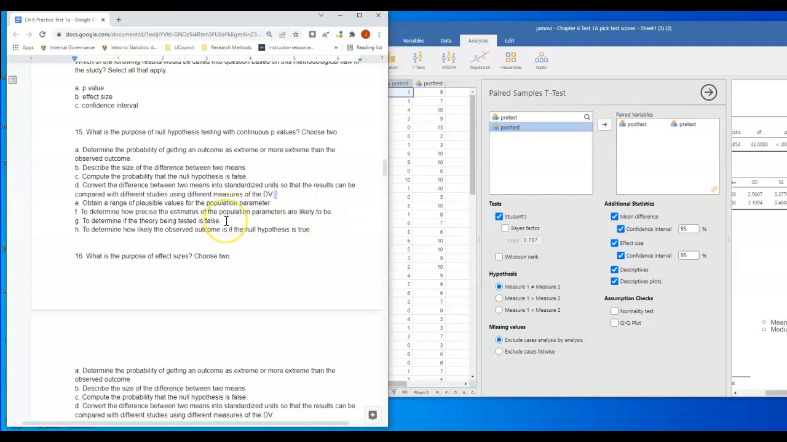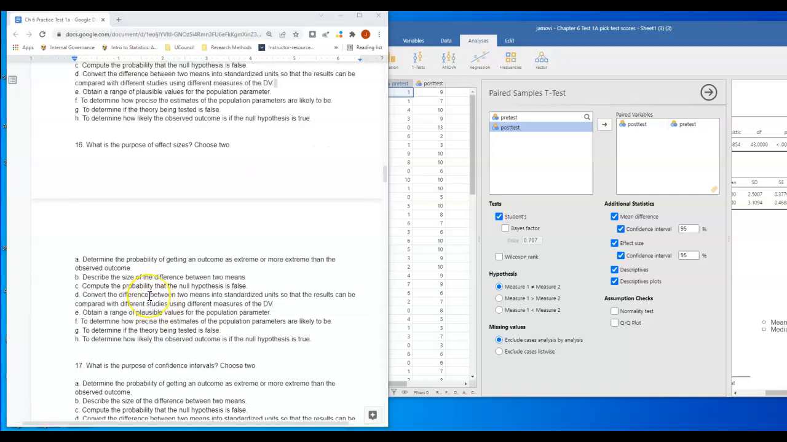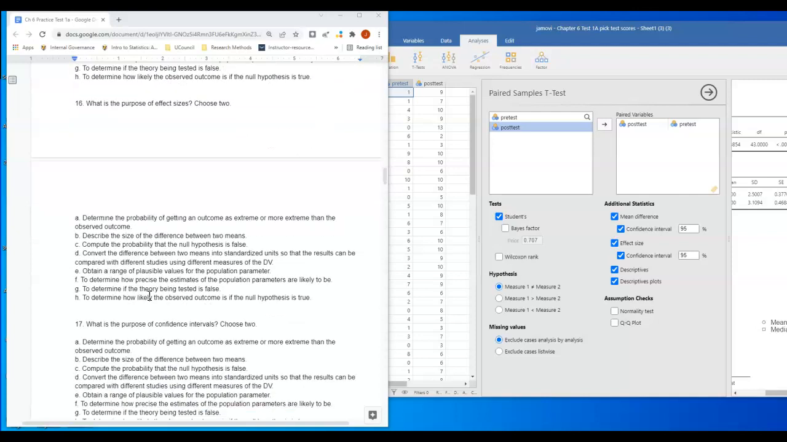G, to determine if the theory being tested is false is not the purpose of any statistical analyses. Those are much bigger conclusions that take place within a much larger scientific context. And then finally, E, determine how likely the observed outcome is if the null hypothesis is true, and that is what you're using the continuous p-value for. All right, now 16 and 17, I already answered in 15, so I'm not going to go back over 16 and 17 there.